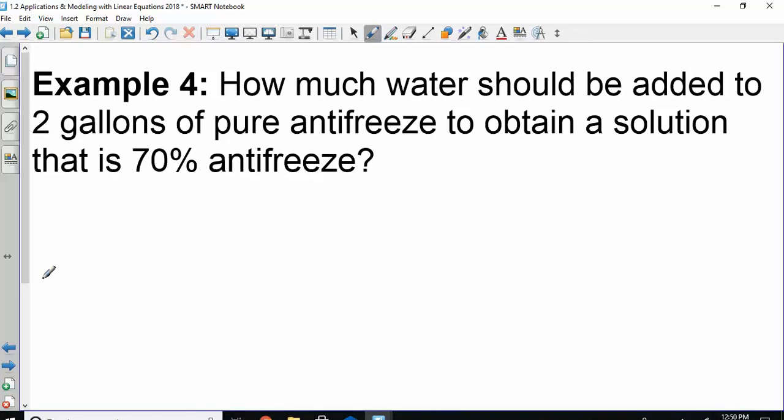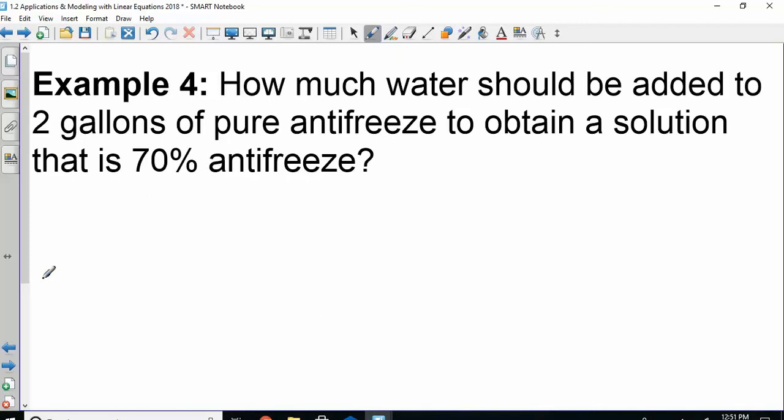So my first example says, how much water should be added to 2 gallons of a pure antifreeze to obtain a solution that is 70% antifreeze? There are different ways of solving these problems. So I am going to show what is typically the most popular method. I've taught this a few times. I've learned what works the best for people. But if what I show you doesn't work for you, tell me and I'll show you another way. There's several approaches we can take.